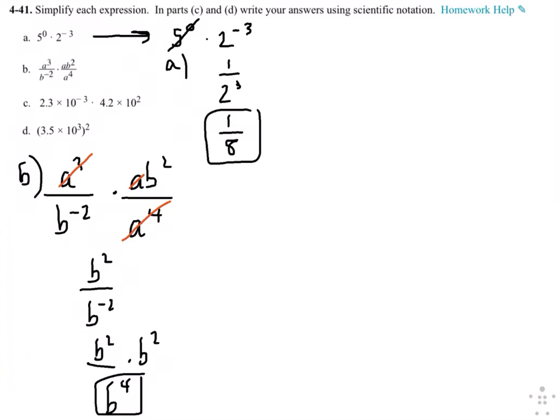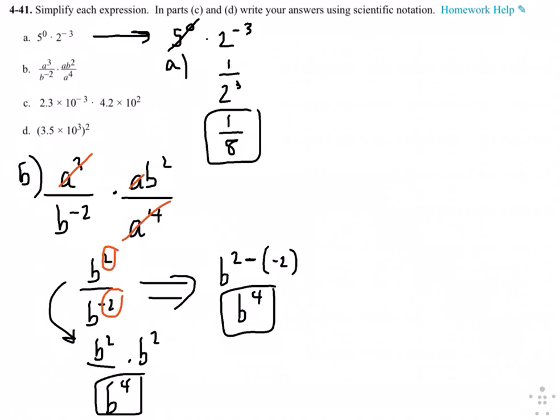If you're confused from here to here, you could just use your properties. When we divide with the same base, I would have B to the second minus the negative 2. We subtract these powers when we divide; when we multiply, we add. So 2 minus negative 2 would come out to be 2 plus 2, which is 4. So either way, you're okay.